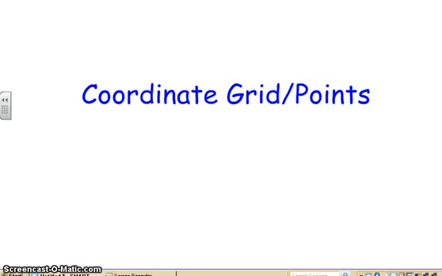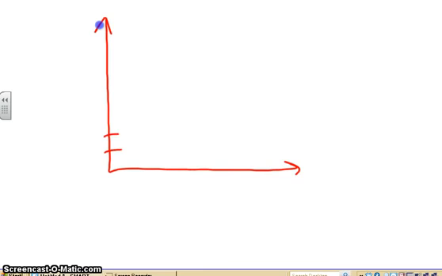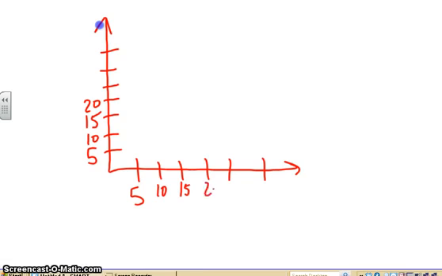Okay, guys, today we are going to talk about coordinate grids and coordinate points. Now, first of all, you've all seen a coordinate grid before. You've seen this kind of design where they have a side and they have a bottom and they go up at different units. So we'll say 5, 10, 20 and so on, and we'll say 5, 10, 15, 20 and 25. Now this is called a coordinate grid.